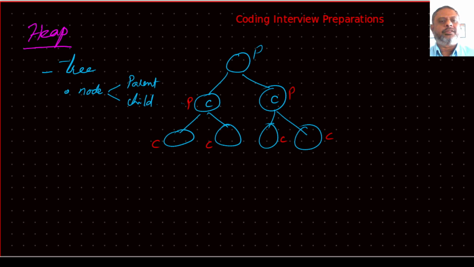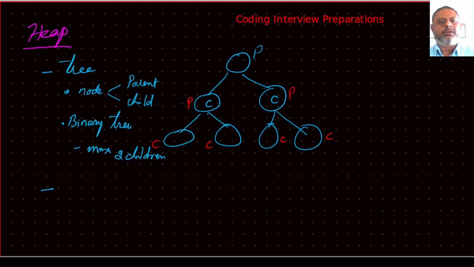That's the first thing. Next thing is it's a binary tree. That means we'll have a maximum of two children, not more than two children. So each node can have a maximum of two children. So that's the property of a tree.